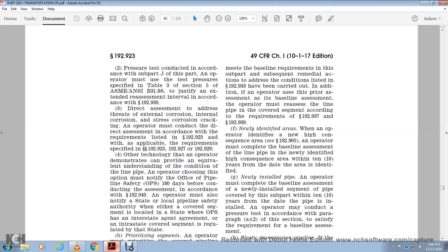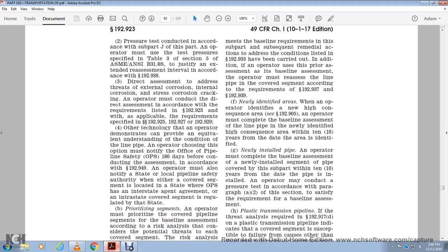Other technology that the operator demonstrates can provide an equivalent understanding of the condition of the line pipe. An operator choosing this option must notify the Office of Pipeline Safety 180 days before conducting the assessment, in accordance with 192.949. The operator must also notify the appropriate state pipeline safety authority if the covered segment is located within a state, or, for interstate agent agreements, an interstate covered segment regulated by the state.